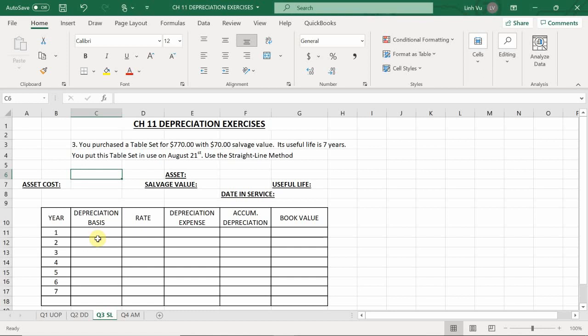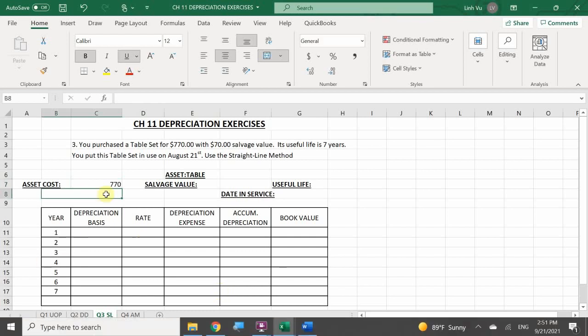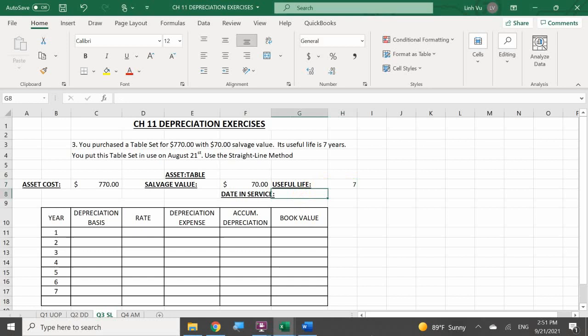Okay, so in this case, we have a few pieces of information that we need to make sure we're aware of. The asset that we bought was a table. Okay. Here, it cost me $770 for the asset. Okay. And of course, it has a salvage value of $70. Its estimated useful life is 7 years, and the date that you placed into service was August 21st.